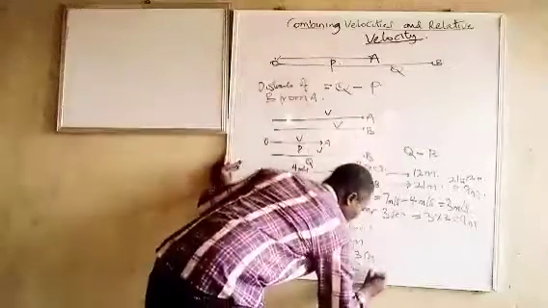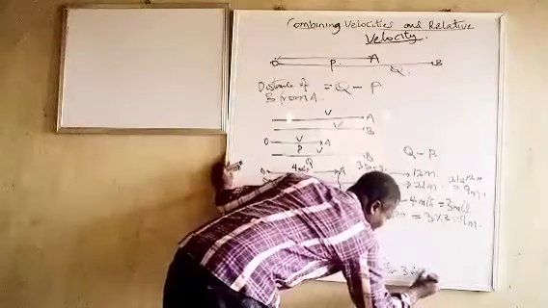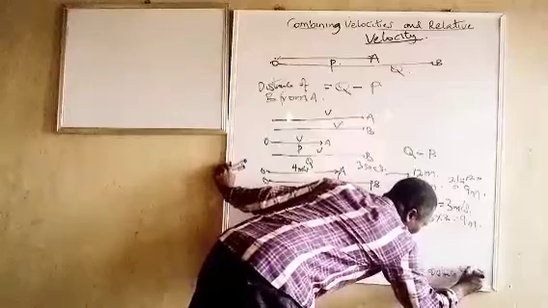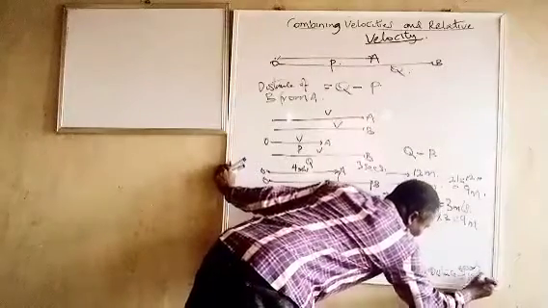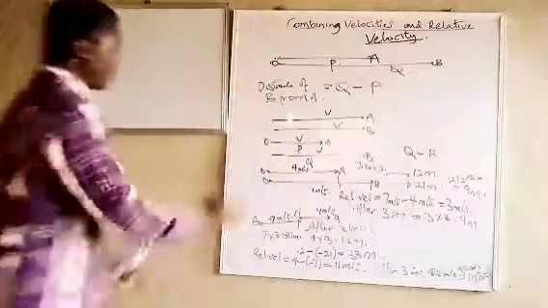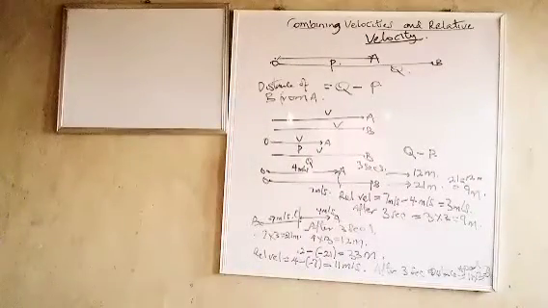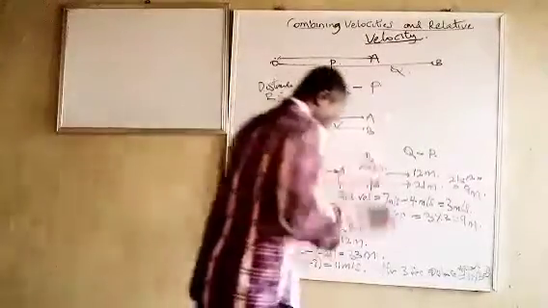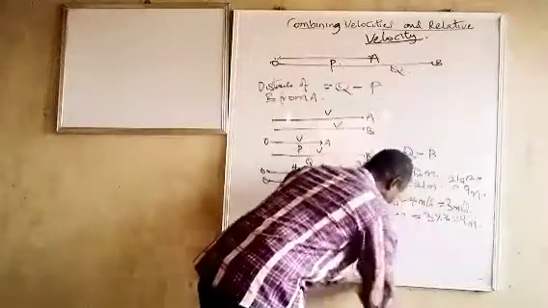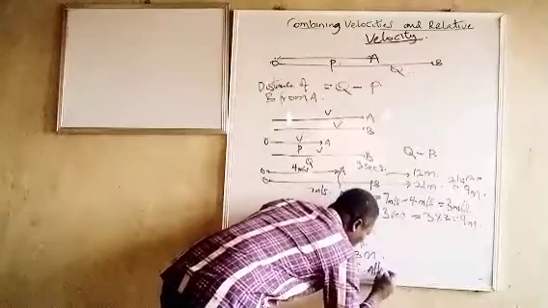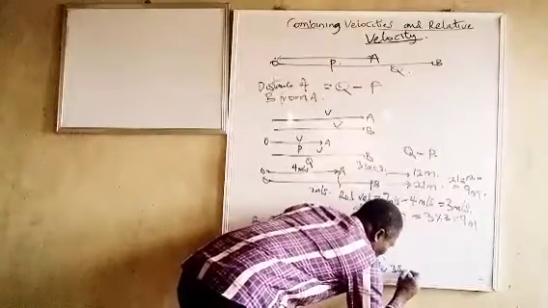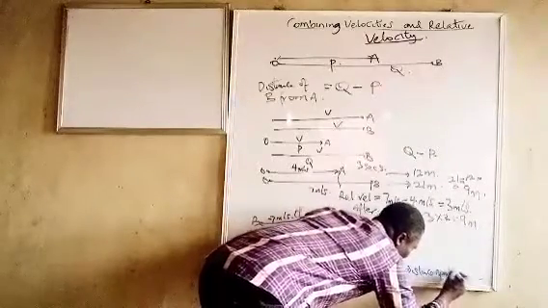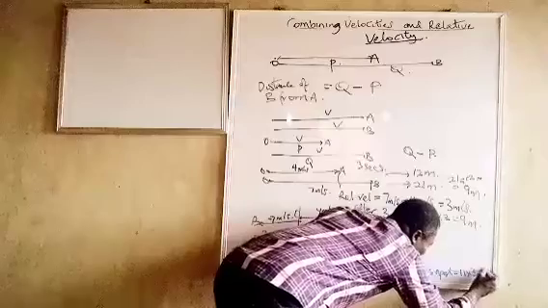After 3 seconds, the distance apart will be equal to 11 times 3, which is 33 meters. Please bear with me. So the distance apart after 3 seconds is equal to 11 times 3, 33 meters.